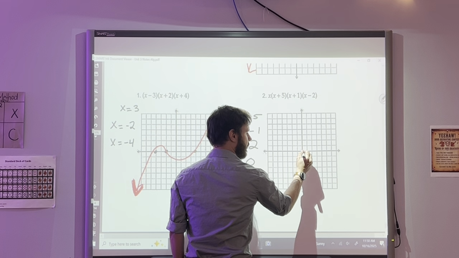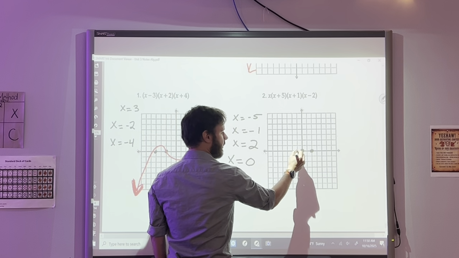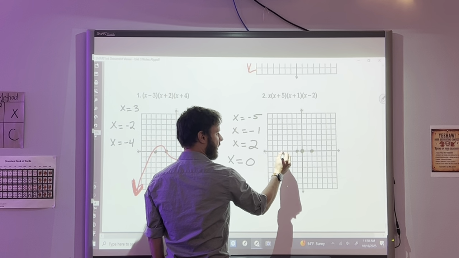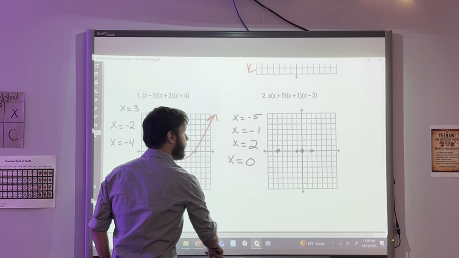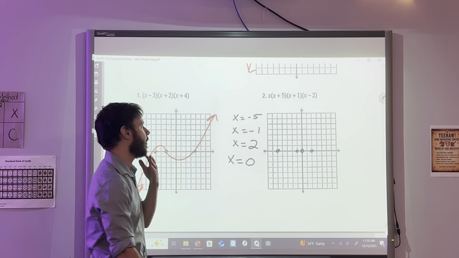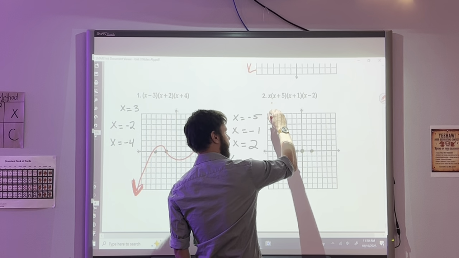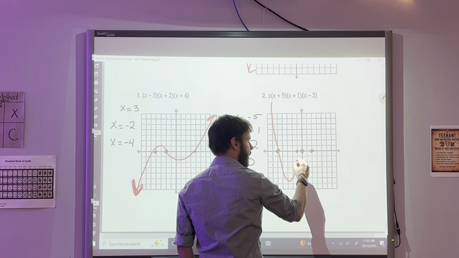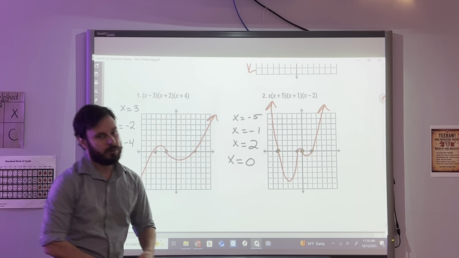So I have a 0 right there. At 2, bam. At -1, bam. At -5, that's like 1, 2, 3, 4, 5. Okay. This is an even number of zeros because I see 1, 2, 3, 4 factors. So we're gonna have that W looking thing. Maybe this one goes way down here and is tiny and then goes back up in the bam. Okay, there we go.